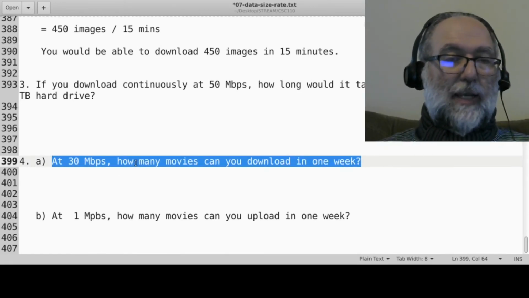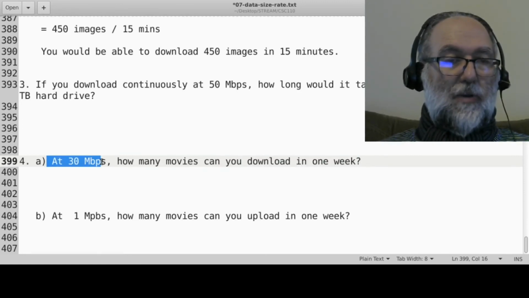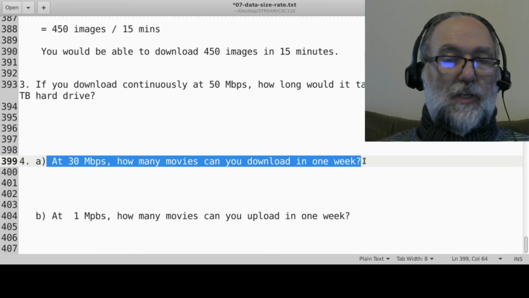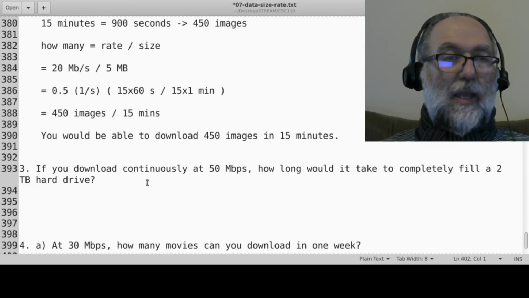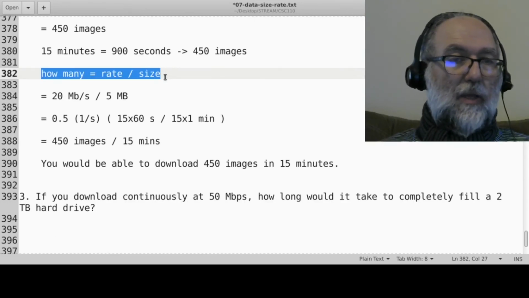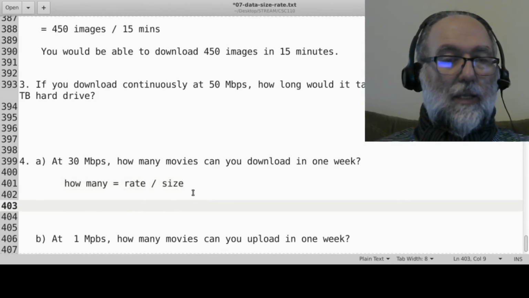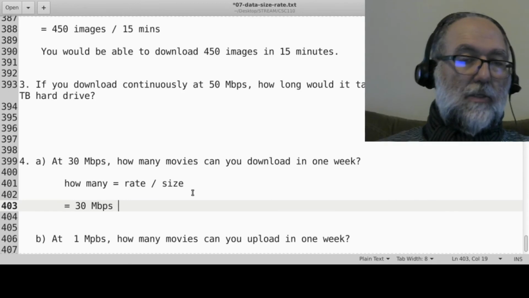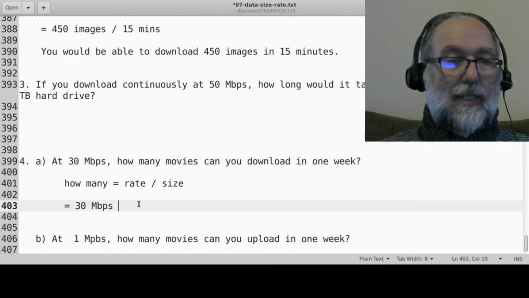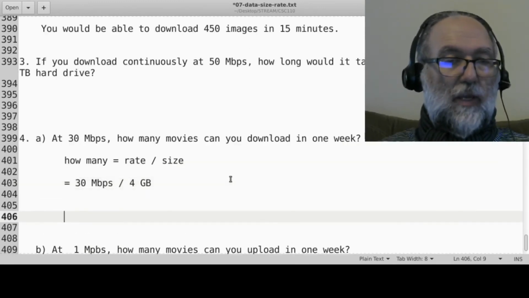So at 30 megabits per second, how many movies can you download in 1 week? Okay, so let's read that again. At 30 megabits per second, how many movies can you download in 1 week? Well, you identify that this is a how-many problem. And so over here, we start with that, how many. And the rate is 30 megabits per second. All right, so 30 megabits per second. And the size, well, we're downloading a movie. We're downloading movies, and it's 4 gigabytes per movie.